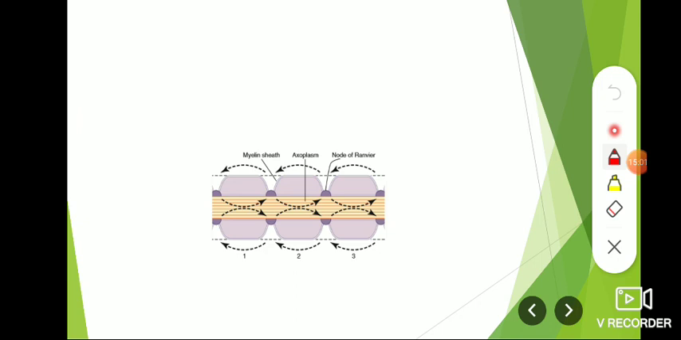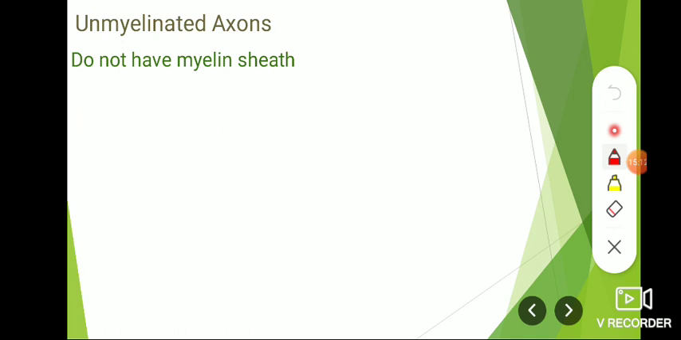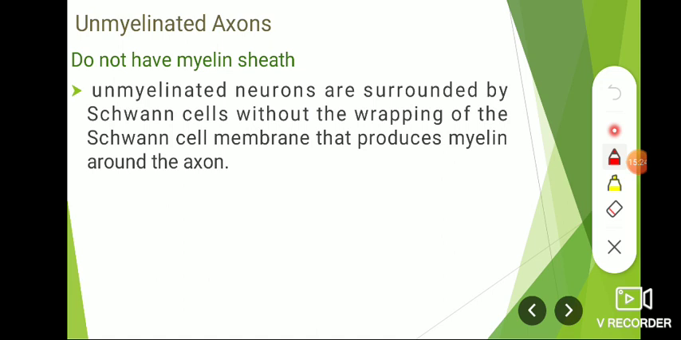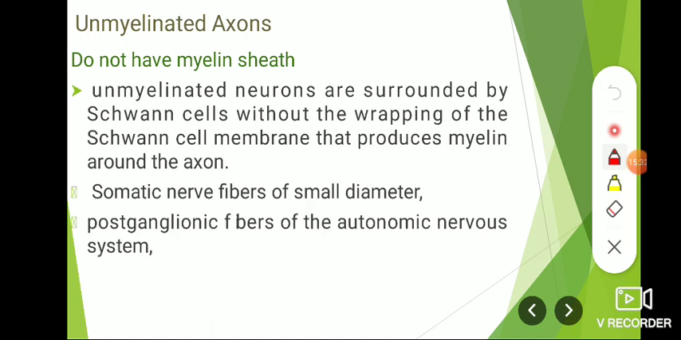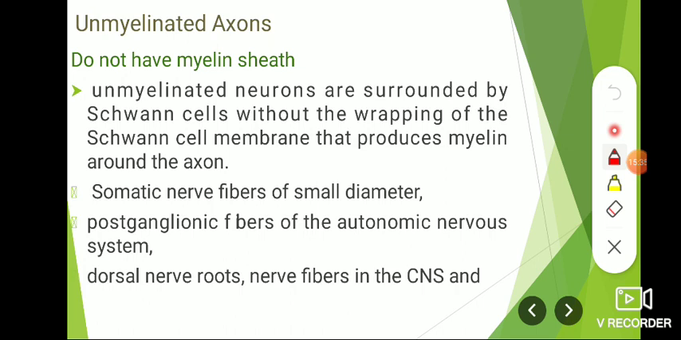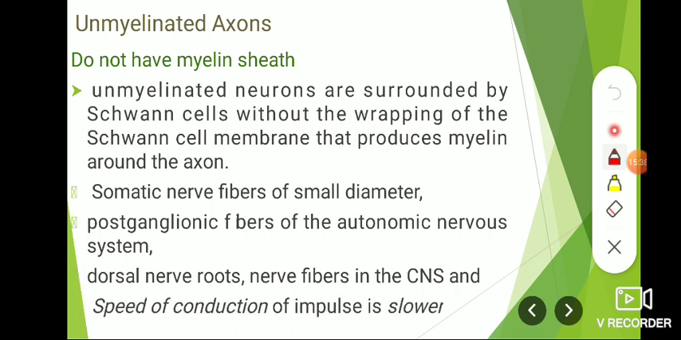So here you can see generation of current is fastest here. So it immediately transfers from one side to the other. So this is called saltatory conduction. On the contrary, in unmyelinated axons, which do not have a myelin sheath, there are only 110 sodium channels. So because of this, generation of impulse is less. Commonly these are the somatic nerve fibers of small diameter, postganglionic fibers of the autonomic nervous system, and dorsal nerve root fibers in the CNS, and the speed of conduction of impulse is slower in these.